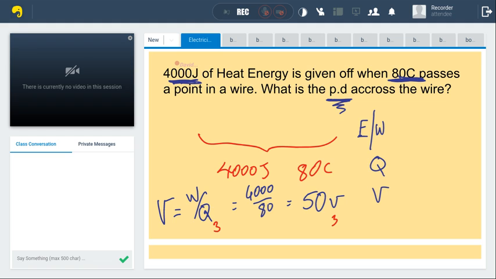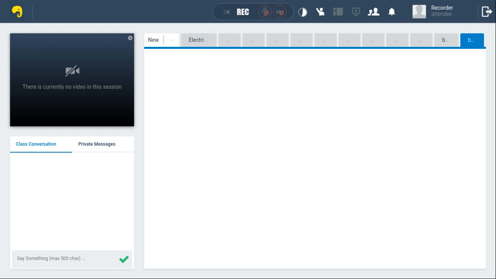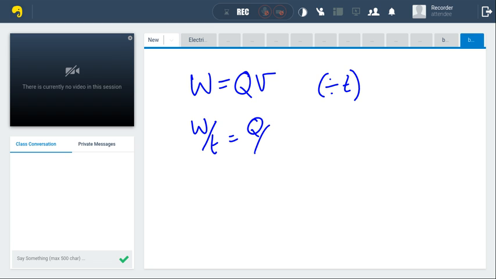Just on an earlier one here, and it gets easily forgotten, I suppose, but we had W equals QV. If we divide both sides by time, we get W over T is equal to Q over T by V. Now you could have said, oh, it's Q by V over T, but the over T works nicely with Q here. Energy per time gives power. Charge per time gives current. P is equal to IV.